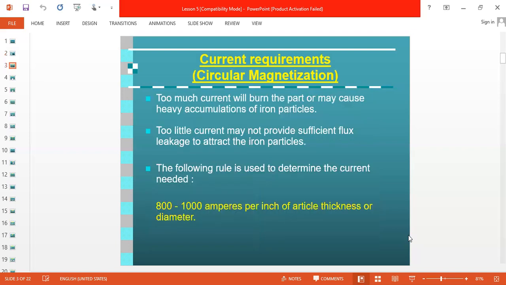So we'll see first in headshot. In headshot, we are sending current through two ends, from one end to another end. So length doesn't matter, because we are passing current throughout the length. What matters here is diameter. Your current calculation depends on the diameter of the job. If we have a bigger diameter, then we have to apply more current. If we have a smaller diameter, then we have to apply a small amount of current.